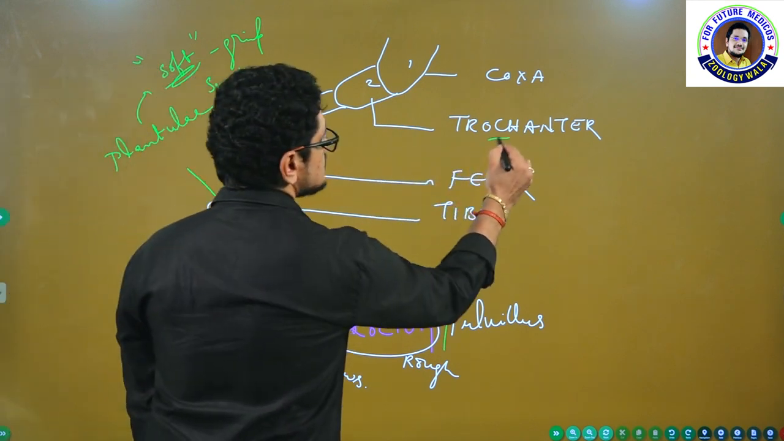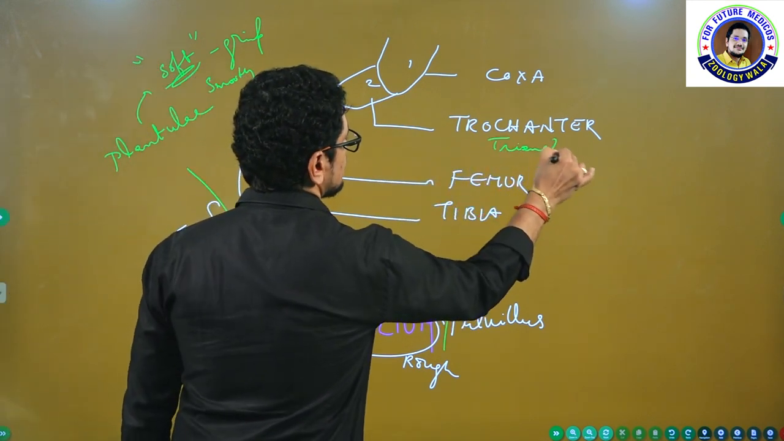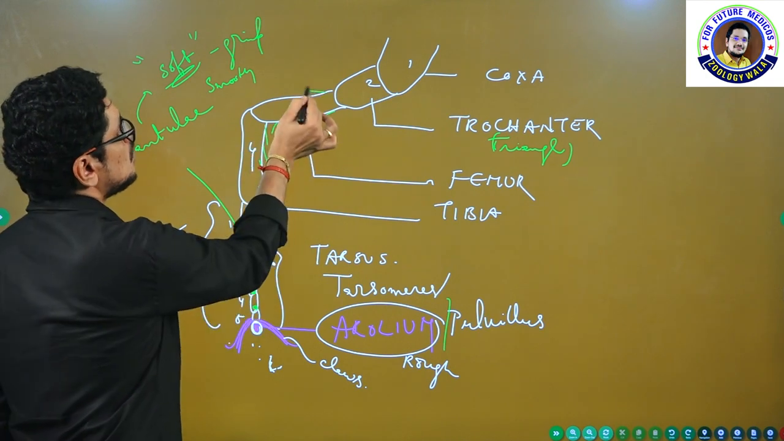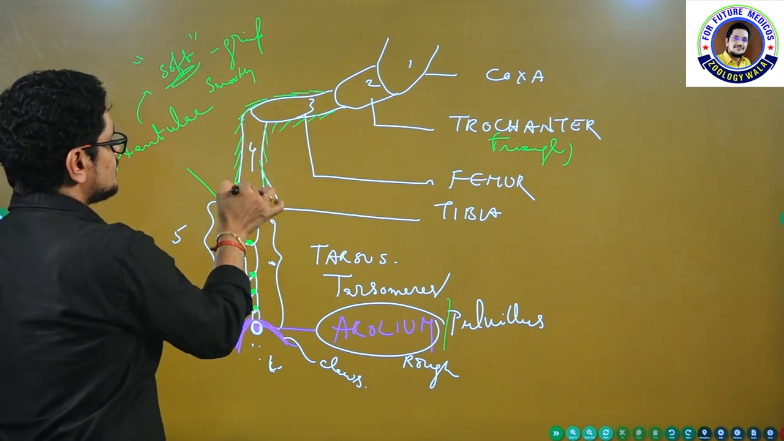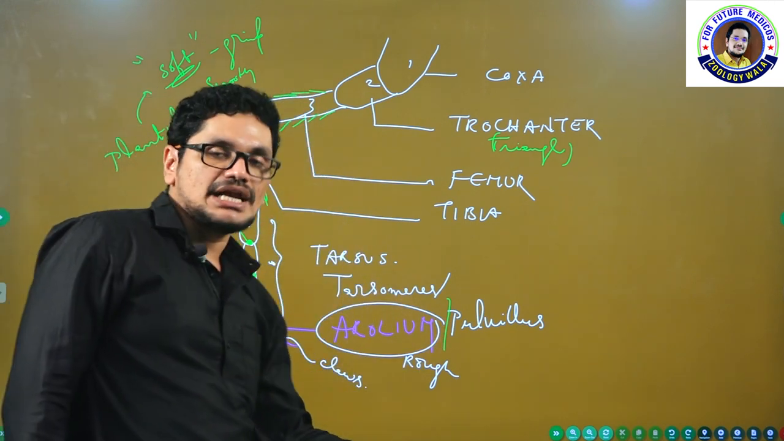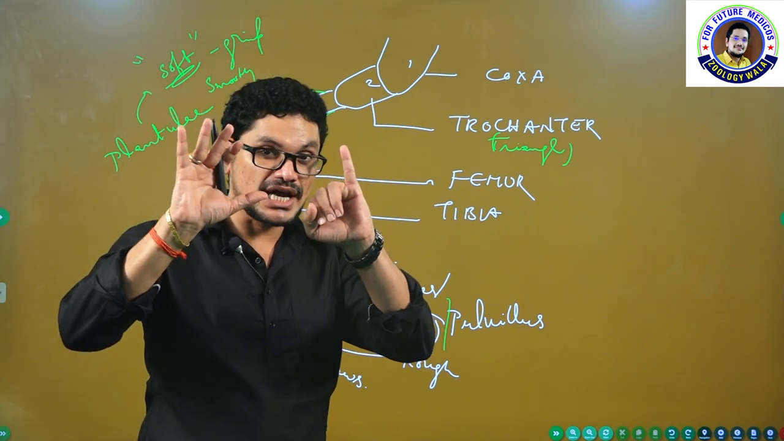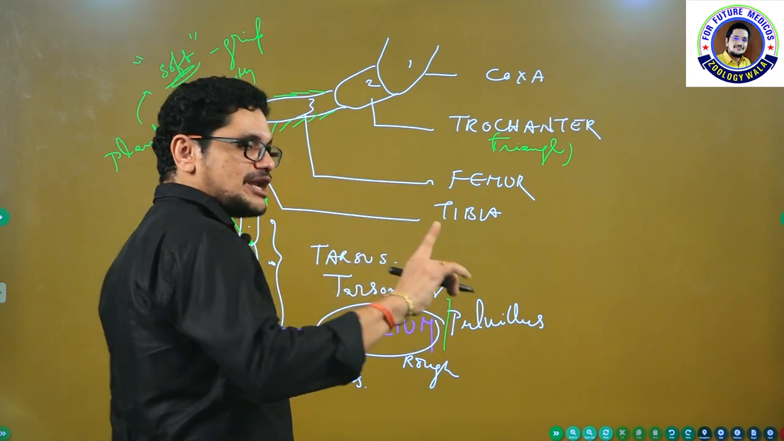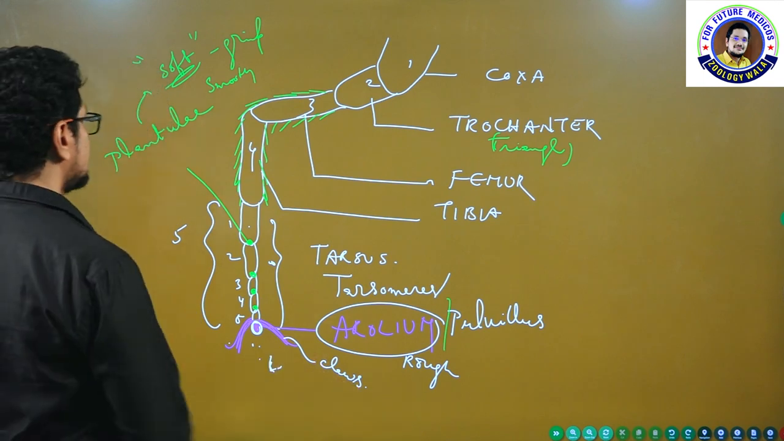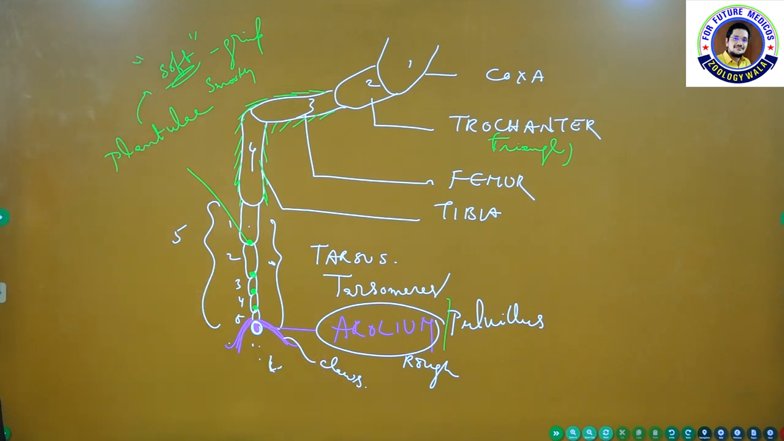So, trochanter is a triangular part, and femur and tibia contain chitinous bristles also. Okay, so that is about one leg. The remaining legs are present. That is the reason why it is called Hexapoda. Six legs, one pair of legs attached to each part of the thorax. Let us move to the next portion. Hope it is clear. You can take one screenshot now.